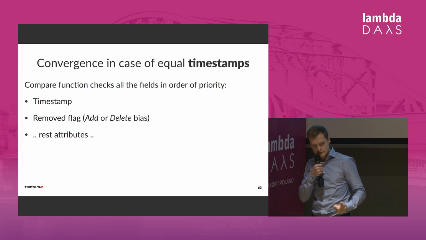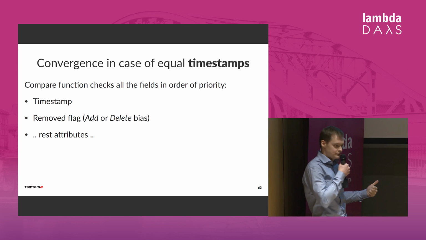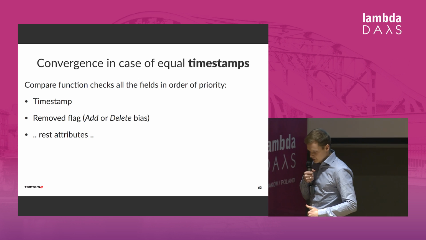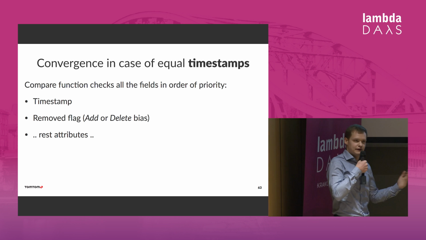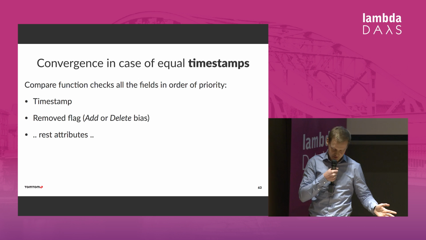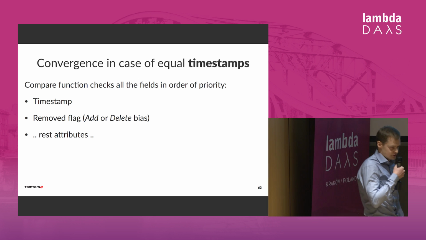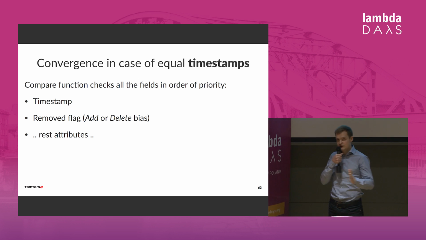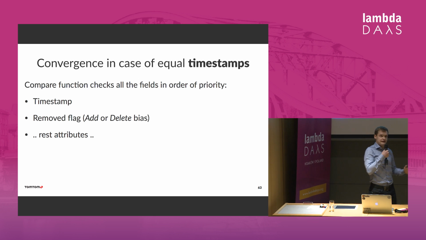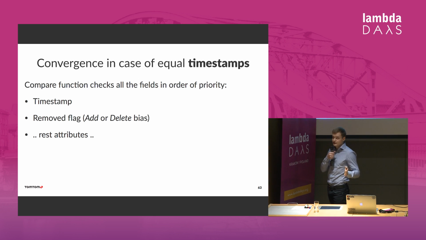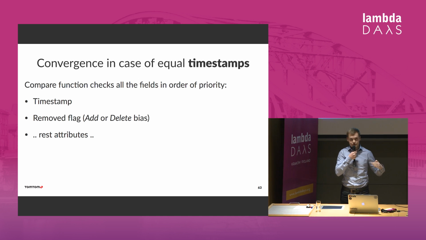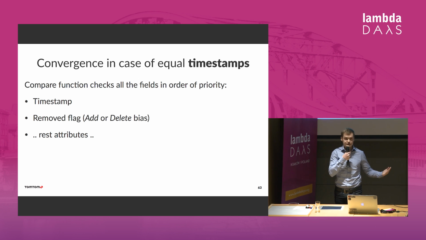So if the timestamp is the same, we continue comparing. The next one, we check the removed flag. And in CRDTs, there is a term of bias, add or delete bias. Depending on the business needs, you can say, okay, I prefer the deletions or removals, or additions. If even the removed flag is the same, we have to compare all the rest of the attributes. We have to have deterministic converge operations, right? So even if we have to go to the real last attribute, we do the lexicographical order comparison because it's deterministic.